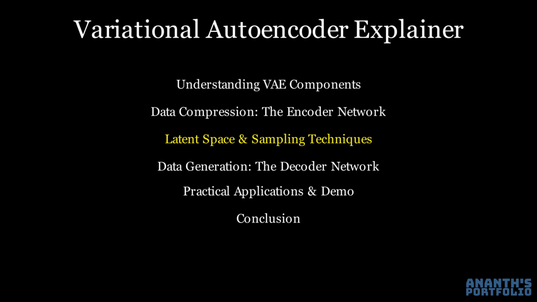Now that we've explored the latent space and how it captures meaningful representations of our data, it's time to dive into the next exciting step: data generation using the decoder network. The decoder is where the magic of creating new data truly happens. By selecting a point from the latent space, the decoder transforms it back into a full-fledged data sample, such as an image, that resembles the original data or even creates something entirely new.